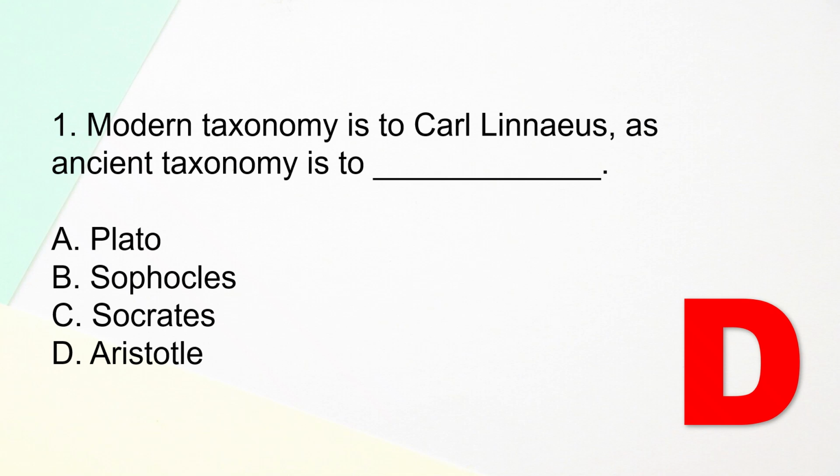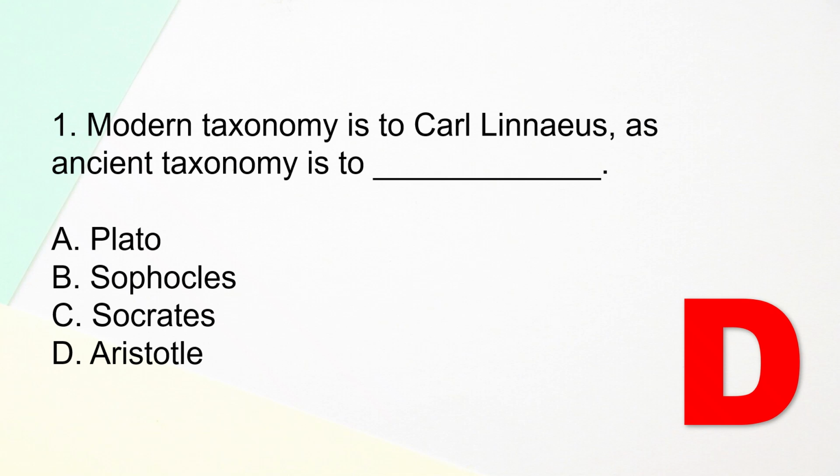Aristotle is known as the father of ancient taxonomy because he was the first to classify living organisms based on observable characteristics, dividing them into groups such as plants and animals. Carl Linnaeus, on the other hand, is known as the father of modern taxonomy. He developed the binomial nomenclature system, the genus and species naming.